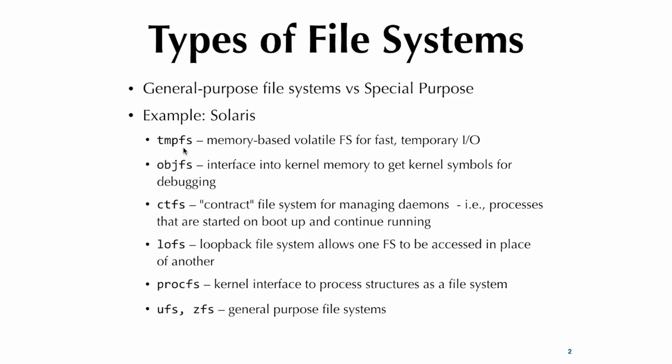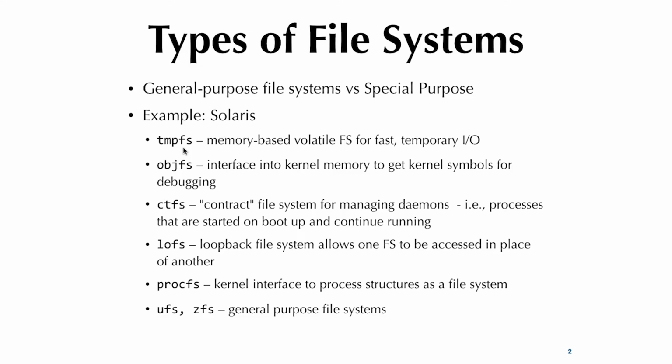And so it does look like a file system you read or write, but because it's temporary and it goes away, it gets wiped, you might as well just map that directly to memory. So to the user, it really doesn't make any difference, other than the fact that it looks really fast. Okay. Object-fs is an interface into kernel memory to get kernel symbols for debugging. Again, that is accessed through a file I/O type of call, but then you are actually accessing some tables or some structures in the kernel.